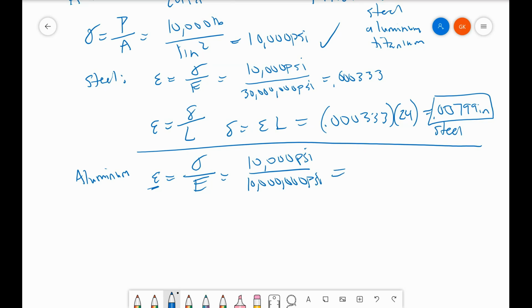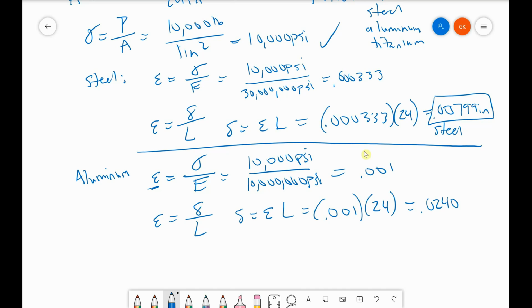And so your strain is going to be equal to 0.001. We know that strain is equal to the total elongation over the length. Therefore, the elongation is equal to the strain times the length, which is equal to 0.001 times 24 inches, which will be equal to 0.0240 inches.